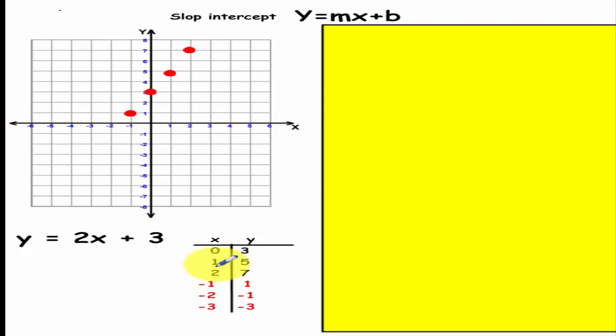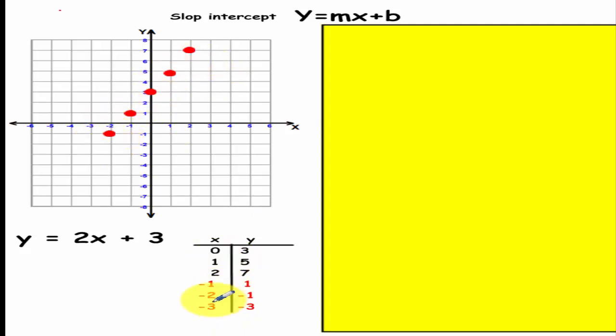If x is equal to negative 2, y is equal to negative 1. 2 times negative 2 is negative 4. Negative 4 plus positive 3 is negative 1. So let's go over x and go over 1, 2, and we come down to negative 1 right here. See, it's all lining up.